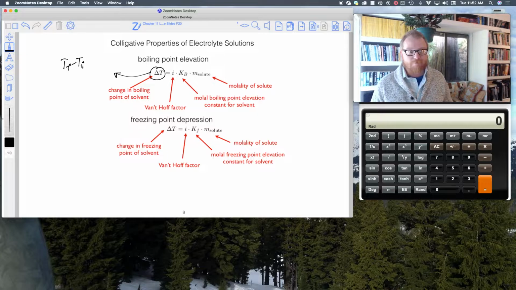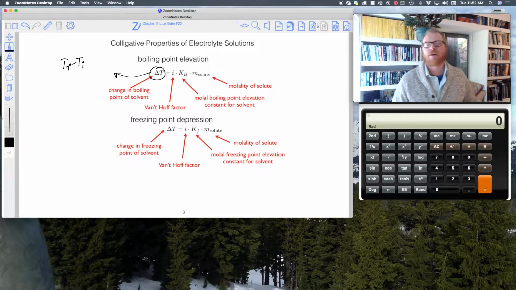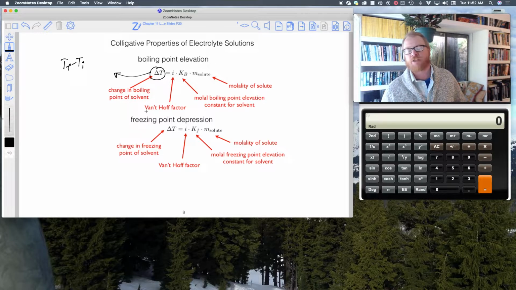initial. And I'm going to do a sample calculation so that we can use this formula to get the change in boiling point, but we also want to be able to use this to actually calculate the new boiling point, not just the change in boiling point. So there's that Van 't Hoff factor. This capital KB is the molal boiling point elevation constant for the solvent.